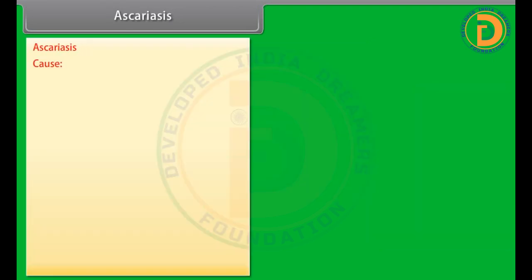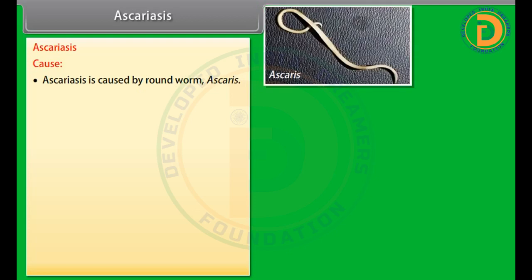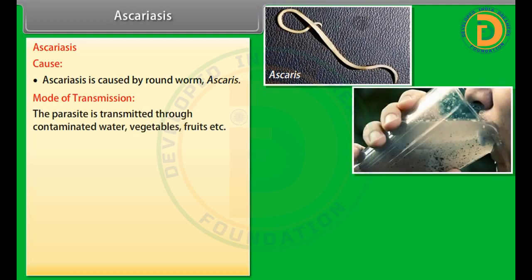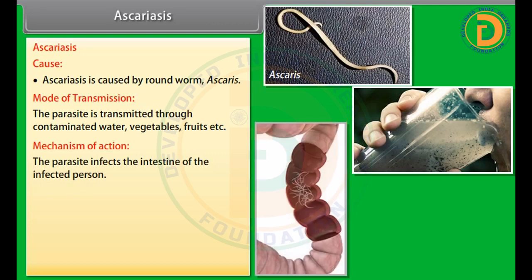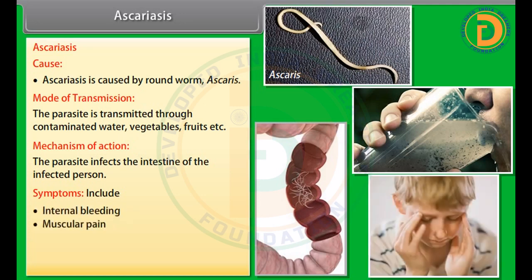Ascariasis. Cause. Ascariasis is caused by the round worm, Ascaris. Mode of transmission. The parasite is transmitted through contaminated water, vegetables, fruits, etc. Mechanism of action. The parasite infects the intestine of the infected person. Symptoms include internal bleeding, muscular pain, fever, anemia, blockage of intestinal passage.